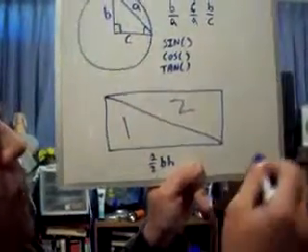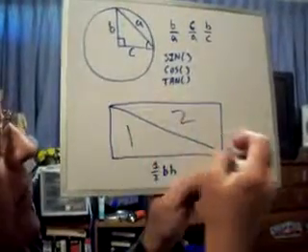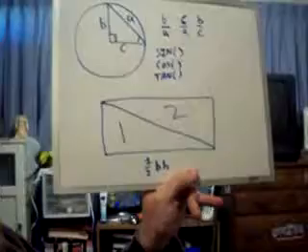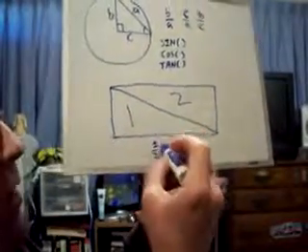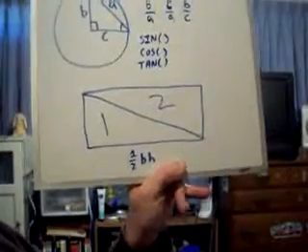Now, if the rectangle has an area of base times the height, and you divide this rectangle into 2 triangles, what are you going to have? The triangle is going to be 1/2 the base times the height. That's where they get that from.